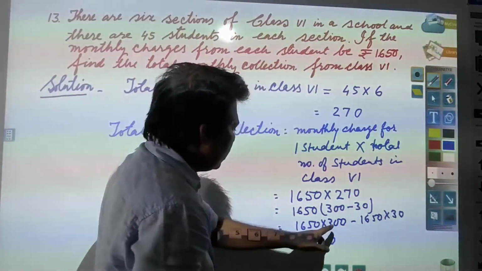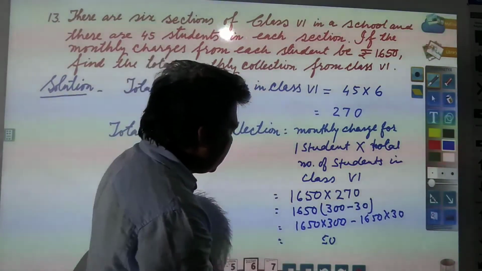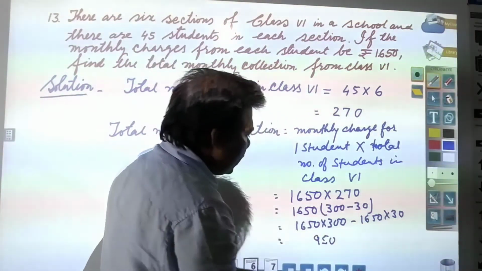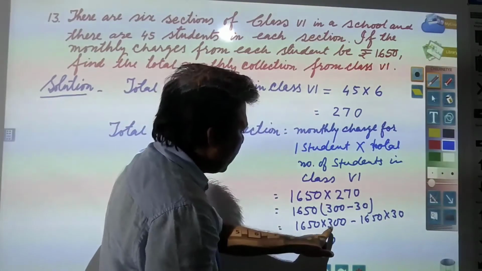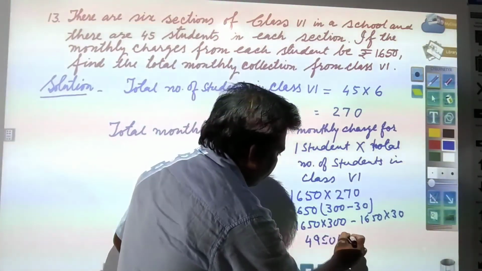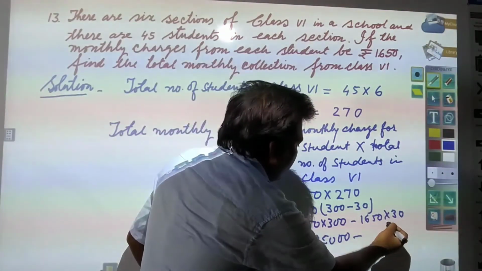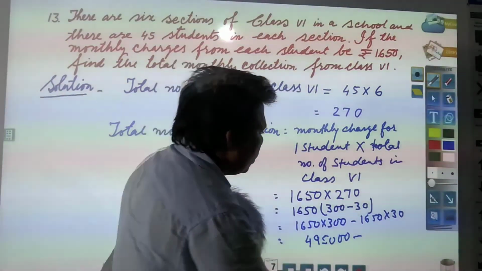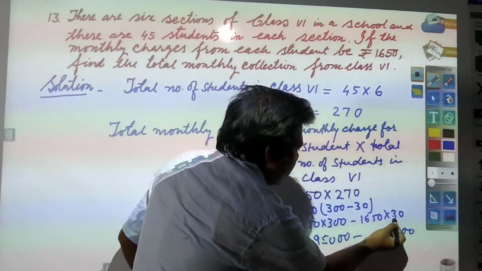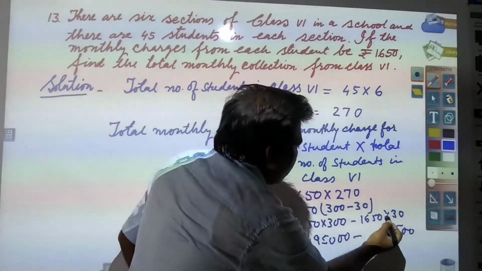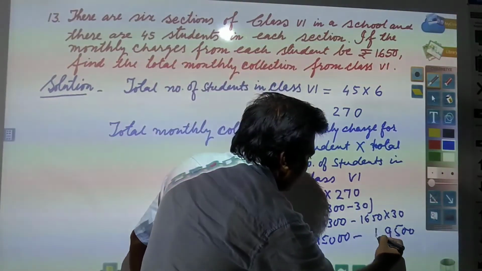300, 3 fives are 15, 1 you will have; 3 sixes are 18 and 1 is 19, 1 you have again; 3 ones are 3 and 1 is 4, and 2 zeros you will be having. This much, minus. Here again you multiply, here you will be having 2 zeros and then you multiply. 30 already you have written, 3 fives are 15, 3 sixes are 18 and 1 is 19, 3 ones are 3 and 1 is 4.